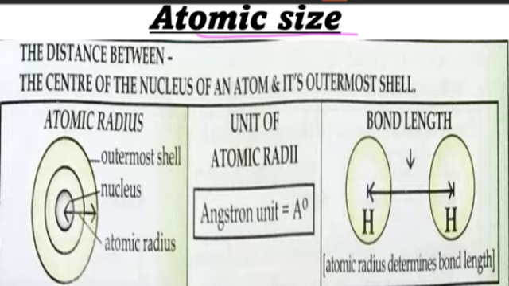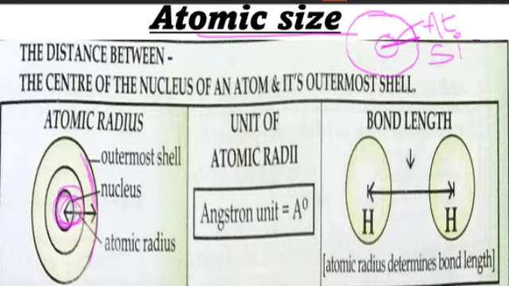So atomic size generally means the distance between the center of the nucleus and the outermost shell. Suppose this is the outermost shell and this is the nucleus. Wait, I will draw it here. This is the nucleus and this is the outermost shell. So center means what? The center of this nucleus, and this is the outermost shell. So from here to here, what is the distance? That distance is called atomic size. Okay, did you understand this?